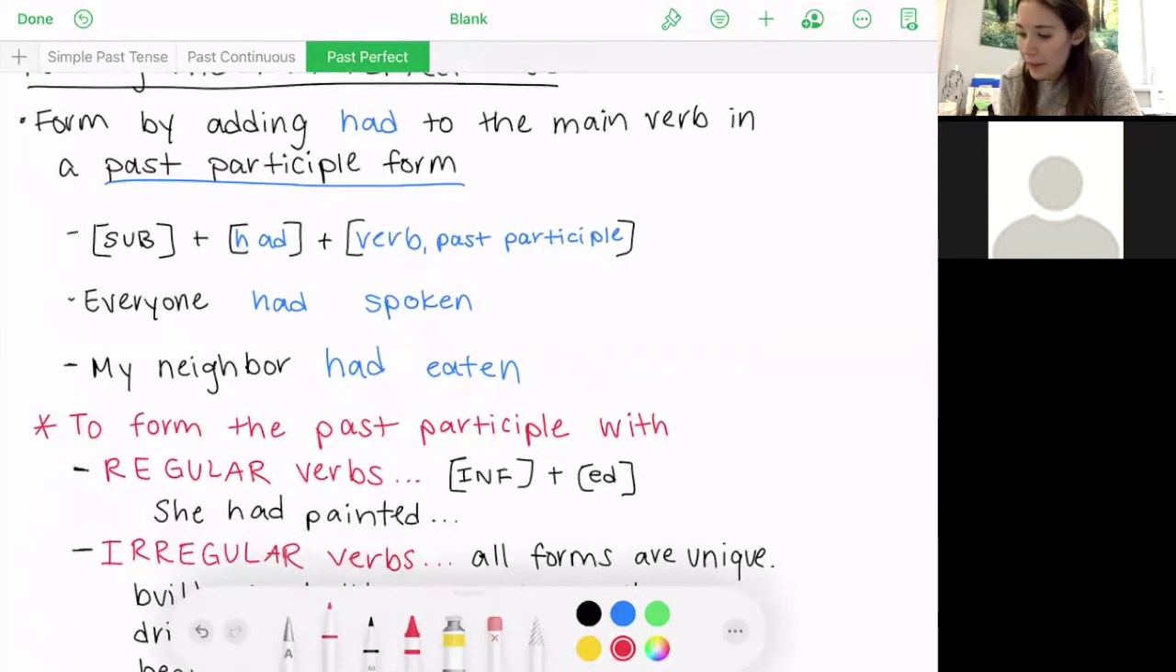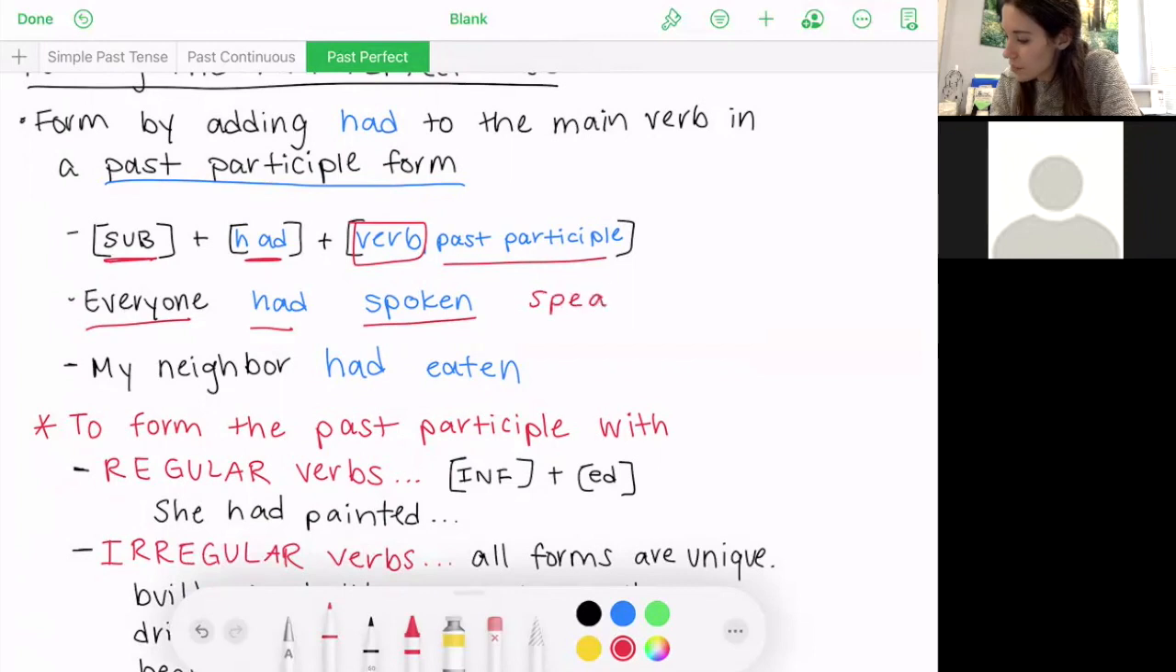So there's our formula. We've got our subject, and then we add the word had, and then we've got our verb in the past participle. Let's look at an example. Everyone, that is our subject. Everyone had spoken. We haven't seen that word spoken yet in this particular tense. So that is an irregular verb. In the infinitive, that is the word speak.